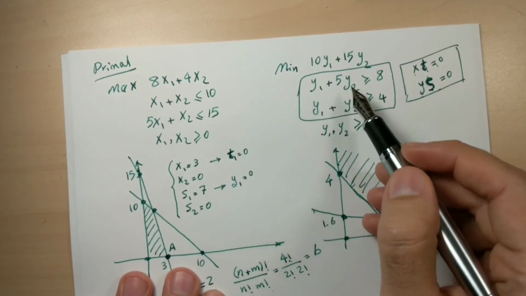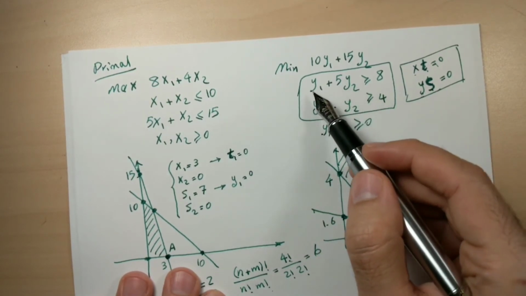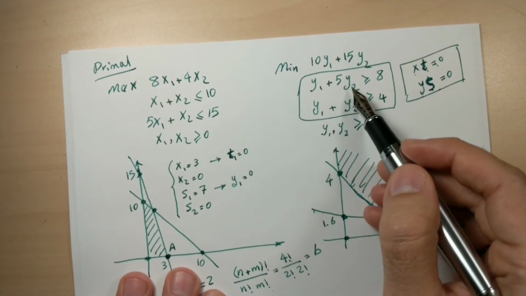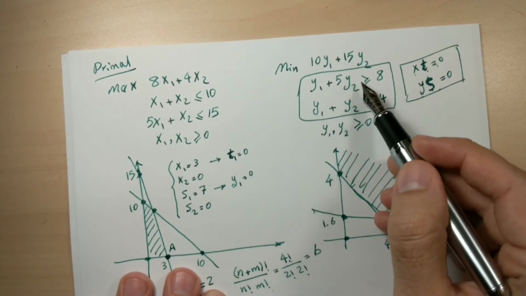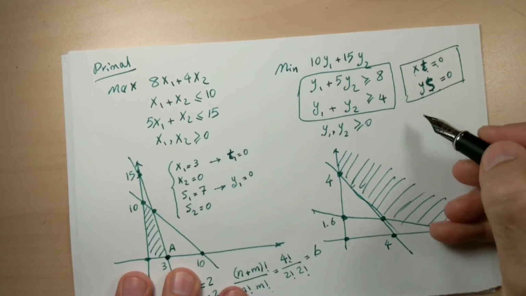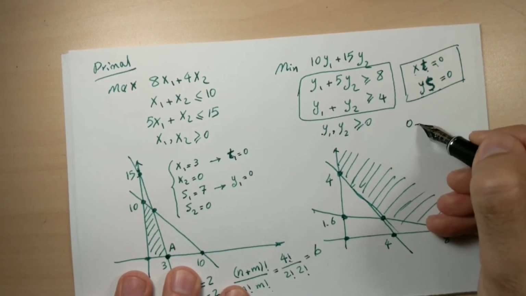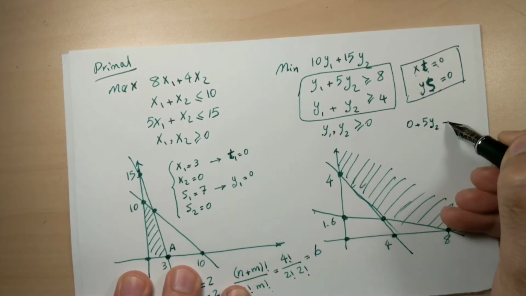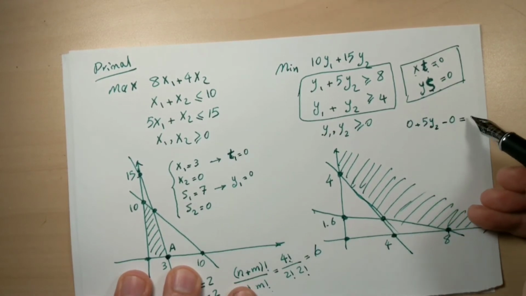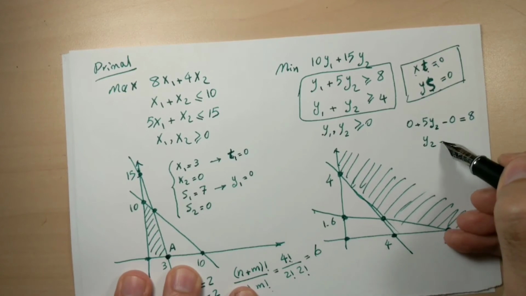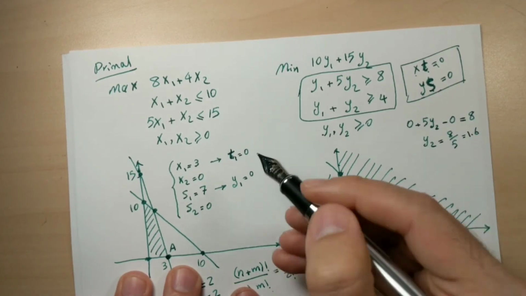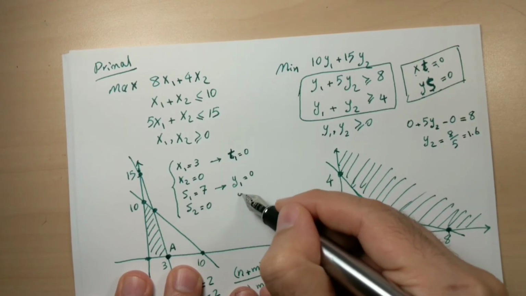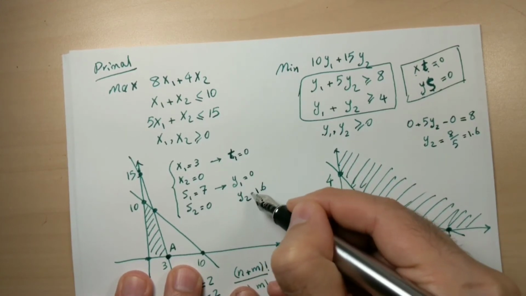y1 is 0, also t1 is 0. 0 plus 5y2 minus t1, which is 0, equals 8. So what is y2? 8 over 5, which is 1.6. So I can write that y2 is 1.6.